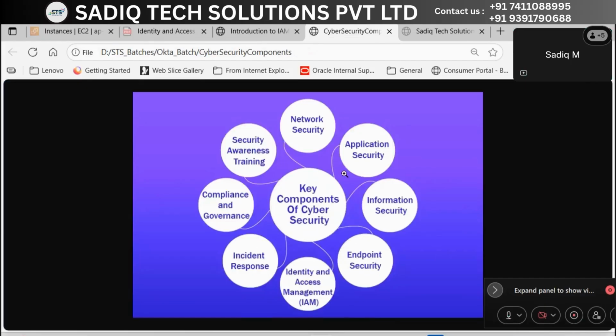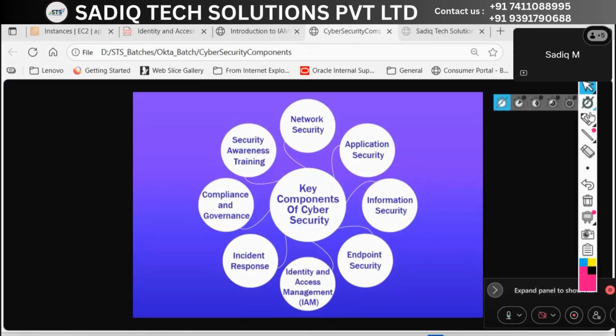See here, the key components of cyber security: network security, application security, information security, endpoint security, and here we have identity and access management also. See this part, concentrate. So this is the part we are talking about. It is one of the components of cyber security. IAM is one of the components, or sub components we can say, of cyber security.